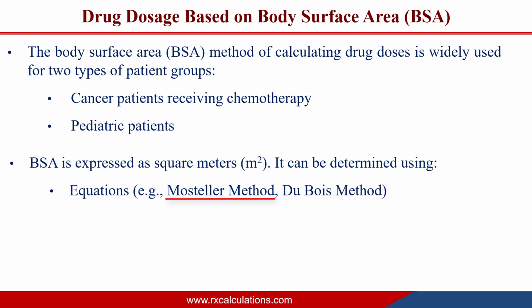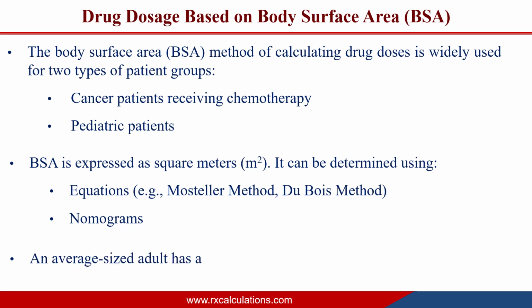So aside from the equation, the other way you could calculate the body surface area is to use a nomogram, and we'll take a look at how you calculate the BSA using equations and nomograms in this particular tutorial. So now the last point I'd like you to have stenciled on your mind from this brief overview is that for an average size adult, the BSA is 1.73 meters squared.